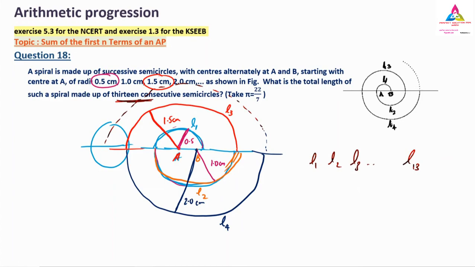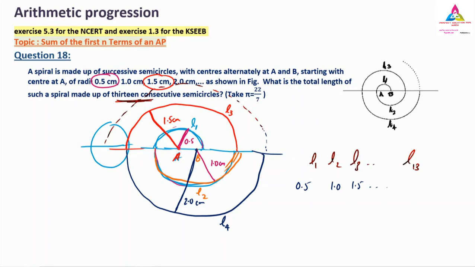So on it will continue till 13 semicircles we have to draw. So there are 13 radii also, starting with 0.5, next 1.0, 1.5, and so on. We don't know the last, the 13th one. See here: 0.5, 1.0, 1.5, 2, afterwards 2.5, it will continue. So this is the total thing they have given.